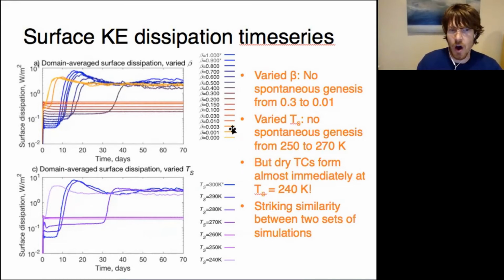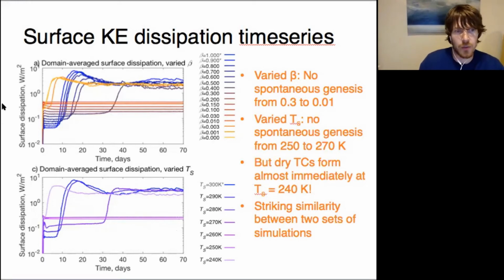And the same thing appears to happen as we go from a warm surface to a cold surface. This simulation with 300 Kelvin is the same in both cases here. The bottom panel is showing the same time series of average surface dissipation, but for simulations where surface temperature is varied rather than surface wetness. At 290 and 300 Kelvin, we form cyclones quickly. At 280, it's delayed by quite a bit. At 270, 260, 250, they never form for as long as I've simulated. At 240, they form almost immediately. So there's a striking similarity between these two sets of simulations.